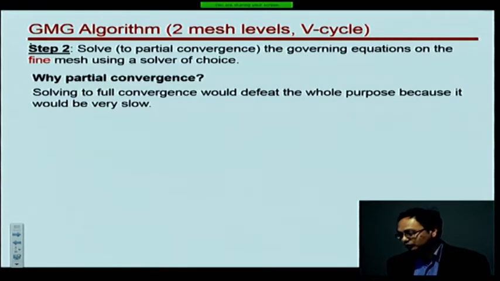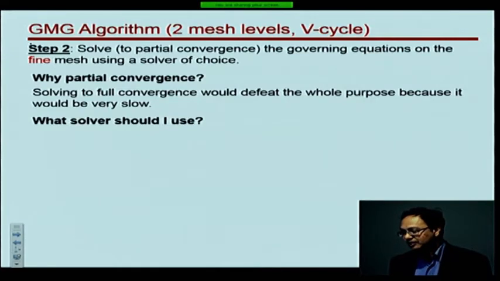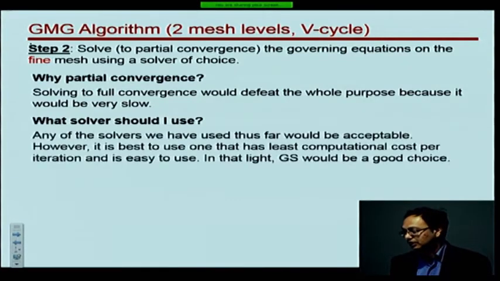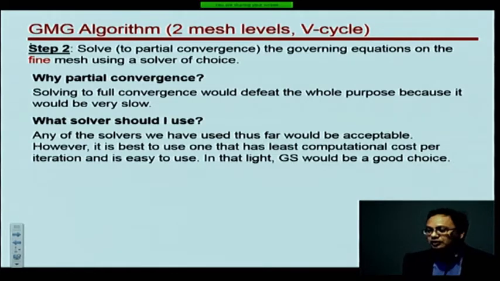So second question is, what solver should I use? Any of the solvers we have studied thus far would be acceptable. However, it is best to use one that has least computational cost per iteration and is easy to use. Why? Because we only want to solve the equations partially. So why use a fancy solver? We're just going to solve it, reduce the error a little bit and then get off that track. So there's no point trying to use a fancy algorithm like conjugate gradient, because we are not going to go to full convergence anyway.